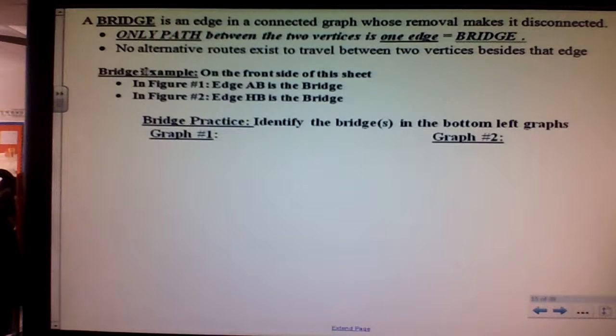So here's your last term, and this is what everybody struggles with. A bridge is an edge in a connected graph whose removal will make it disconnected. So in other words, if I went to your graph and I burned down one of your lines like a bridge, my two islands are now separate. So it's the only path between two vertices, and no alternate routes exist to travel between the two.